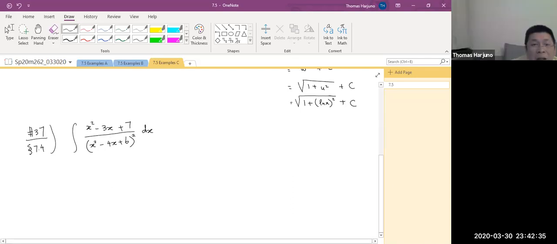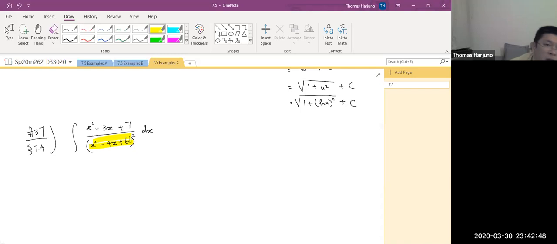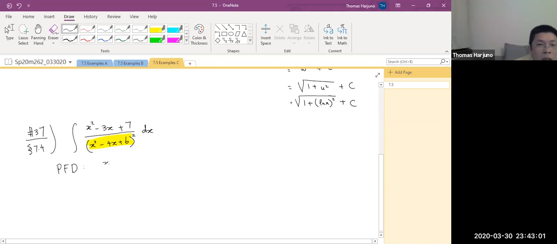Okay. I guess what I think I will do first is make this part here a completed square. Or should I? Maybe not. But I believe the denominator here is not factorable, right? Okay. So let's do the partial fraction decomposition right away. That is x squared minus 3x plus 7 over x squared minus 4x plus 6 squared.